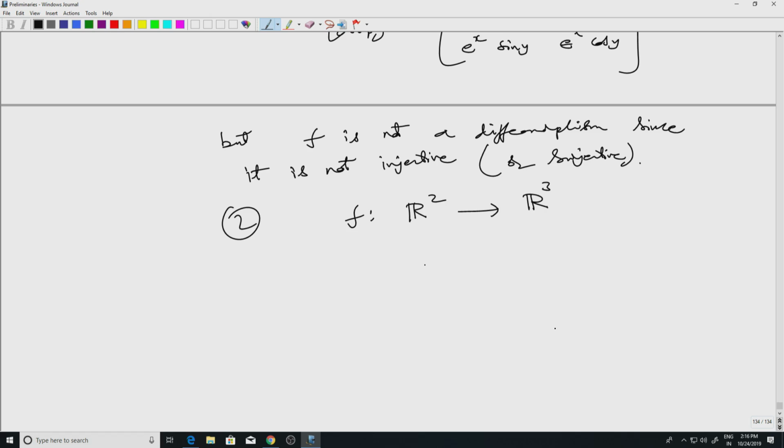But something more interesting is the following. I'll define f of (x, y) equal to ((2 + cos x) cos y, (2 + cos x) sin y, and finally sin x).